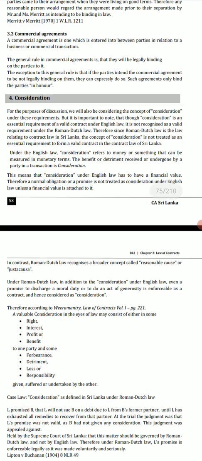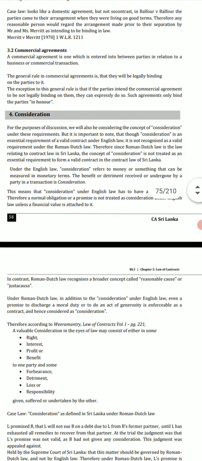So consideration, the final part. For the purpose of discussion, we will also look at it. Consideration is an essential requirement for a valid contract under English law. It is not recognized as valid in Roman Dutch law. So consideration is derived from English law.